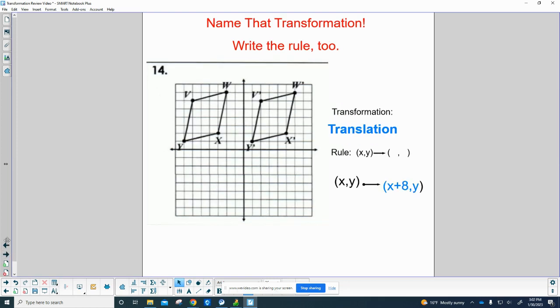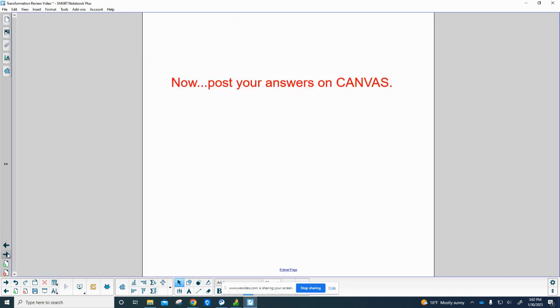On number 14, in this particular translation, we start on the left side with our pre-image and move over to the right side. You can see it's only sliding in one direction, and that's in the positive x direction. We count 1, 2, 3, 4, 5, 6, 7, 8. So it goes over 8 spaces, but doesn't go up or down. So that's our translation.